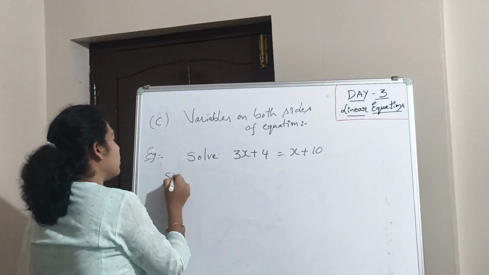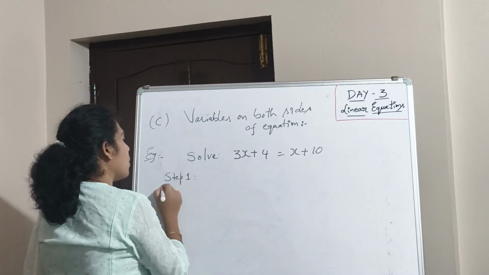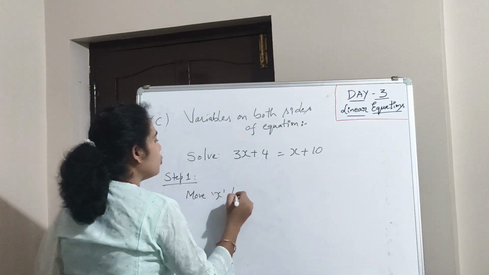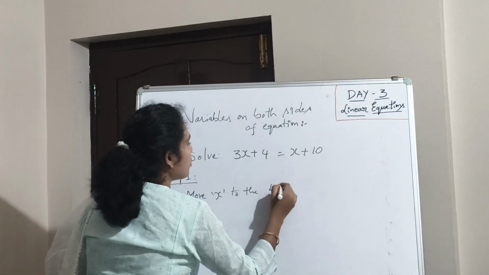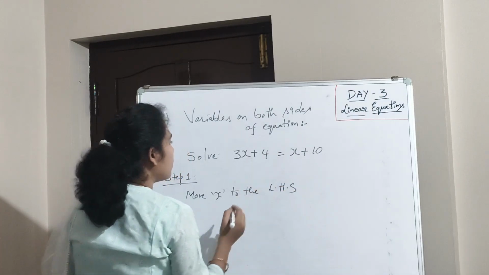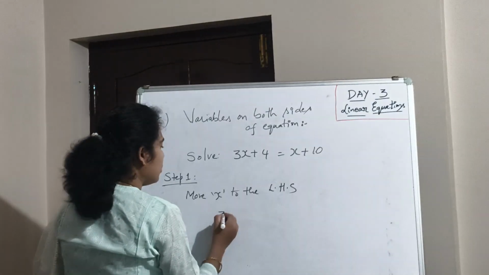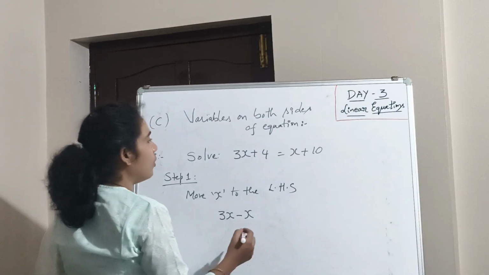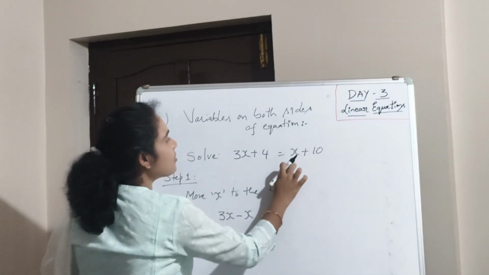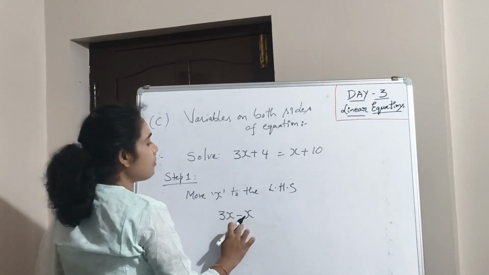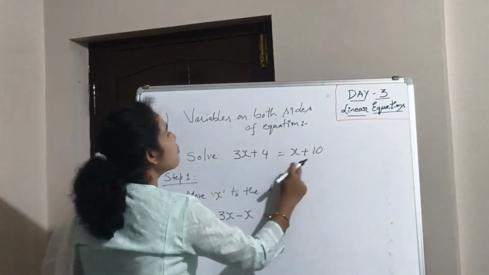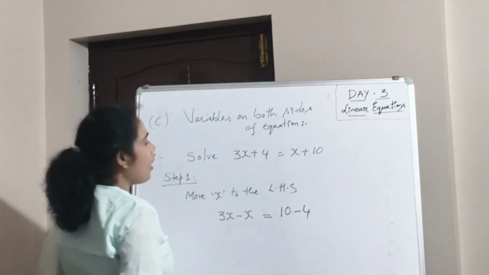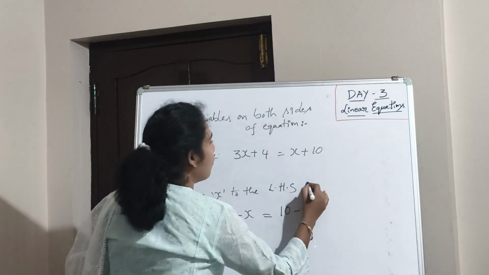Okay. So step 1, move x to the LHS. That is 3x minus x. This plus x, when it is moved to the other side, becomes minus x, and move this 4 to the RHS side. So plus 4 becomes minus 4.